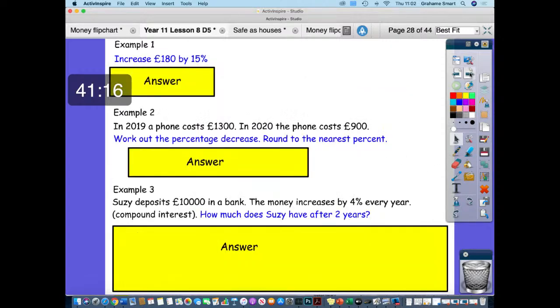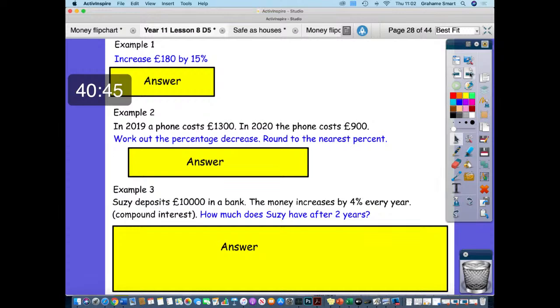So let's get you warmed up. Have a look at the three examples here and have a go at them yourselves. First one, in blue: increase £180 by 15%. The second one: work out the percentage decrease, rounding to the nearest percent. In 2019 a phone cost £1,300. In 2020 the phone costs £900, so clearly the price has gone down by £400. But what is that as a percentage decrease?